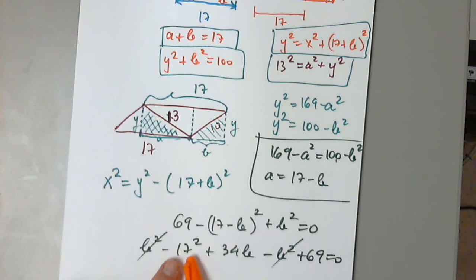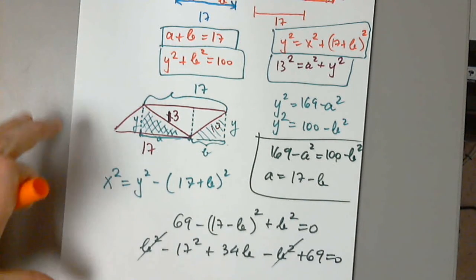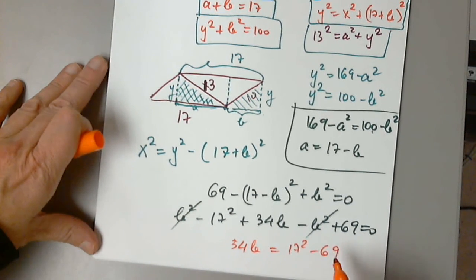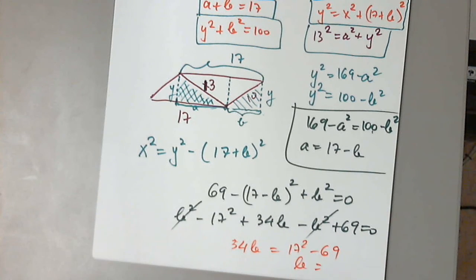So 17, this is minus, this is plus, 2 times the first times the second, plus the second term squared with minus, and wonderful. So 34b equals 17 squared minus 69. Can anyone give me b?